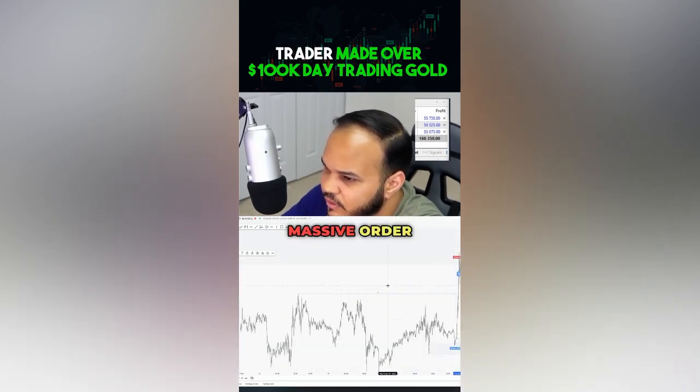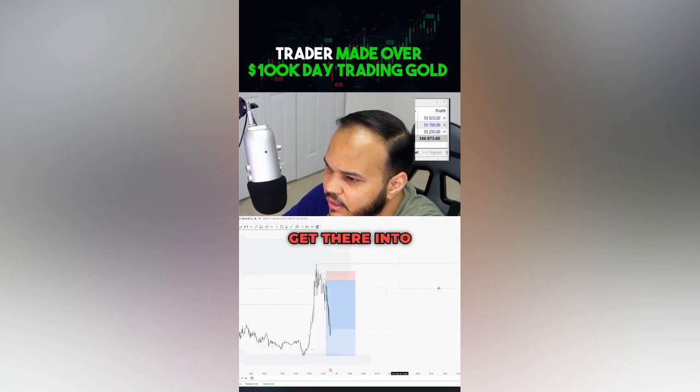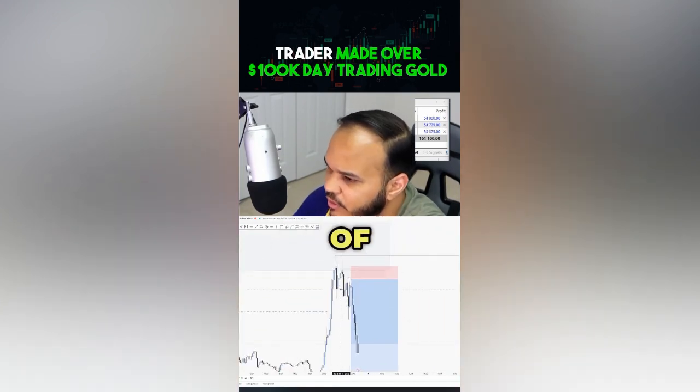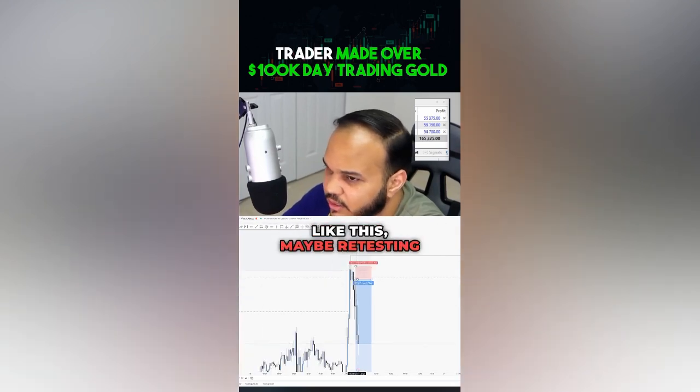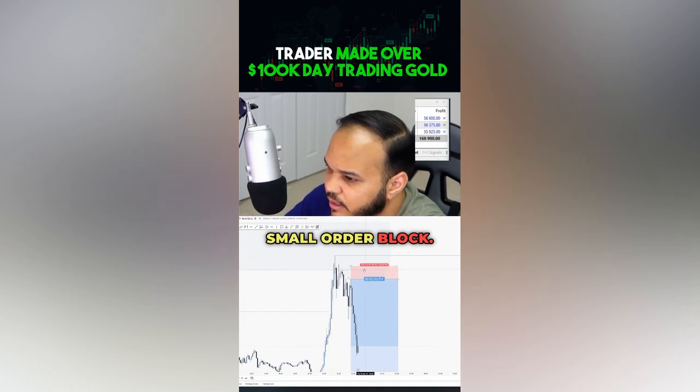So we have a massive order block right here, 30 minutes order blocks, 1 hour order block. Once market gets there into the order block, I start seeing market kind of breaking into the downsides first, but I always wait for confirmations. Something like a double top on 15 minutes like this, maybe retesting the level here. Also liquidity grabs, you guys can see as well here, and tapping into a small order block. I have all the confirmation here.